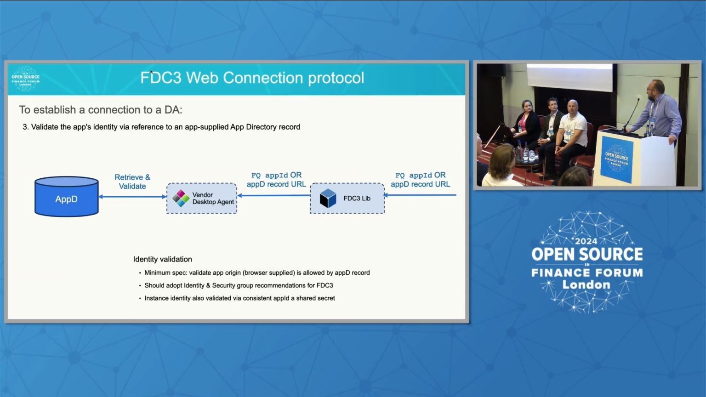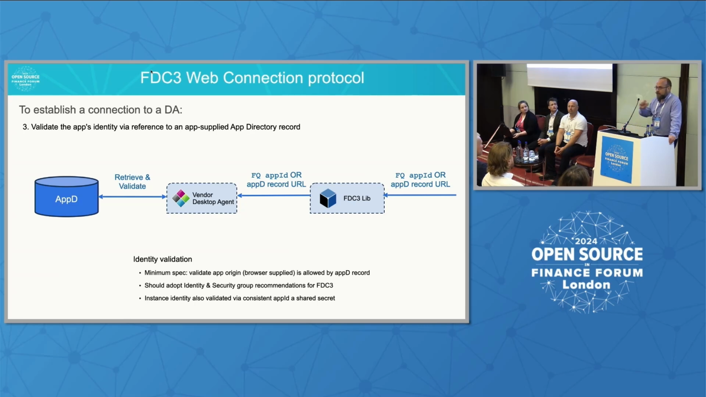At the moment, it's usually the desktop agents using the app directory to start applications, but they're always expected to be associated with the apps, and it's an ideal place to put some identity information. So apps will identify a fully qualified app ID or a URL to their appd record. That will get passed through to the desktop agent, which is expected to retrieve the record, have a look at it, and use it to validate the identity of the application.